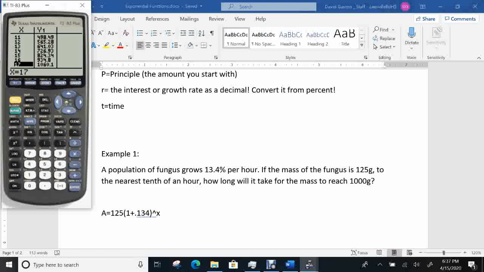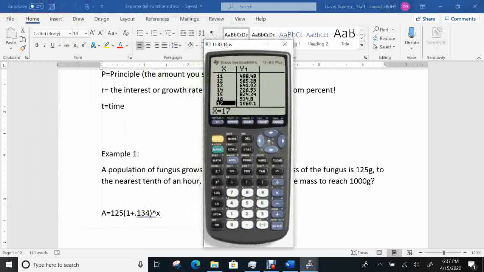So here's what we're going to do. We're going to use the table feature on the calculator, and I'm going to change how it goes. Instead of going by ones, they want to the nearest tenth, so I'm going to have it go by tenths. So I'm going to press second and window. That's the button right next to the Y equals. Okay, we said it happens between 16 and 17. So I'm going to make that say 16. Now I want it to go by tenths. So that is 0.1. And press enter.